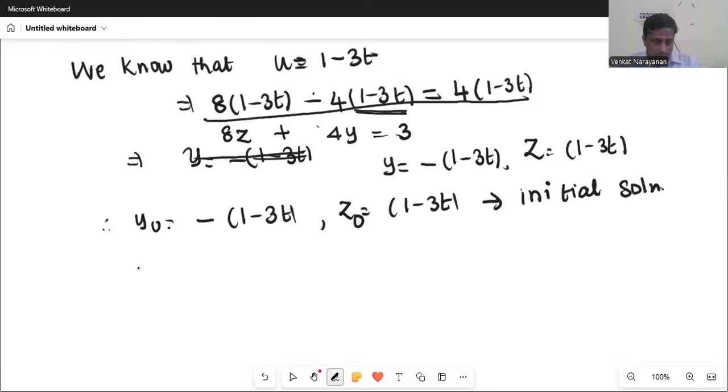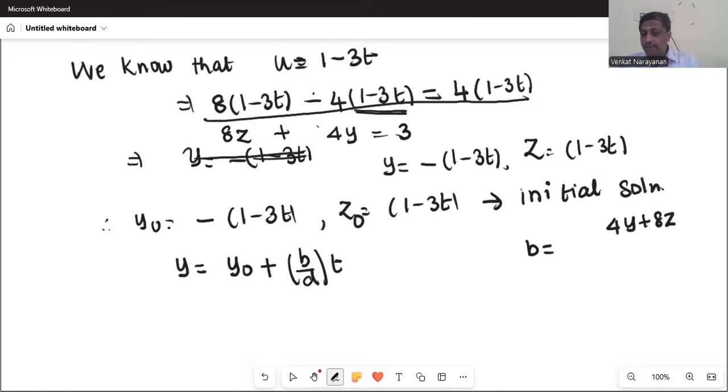Now, our aim is to find the y value. What is the y value? The y value is y naught plus b by d into t. Here, we can assign the b value from the equation 4y plus 8z. So from the statement, what is the b value? The b value is 8. And what is the a value? 4. And the GCD of 4 and 8 is 4.